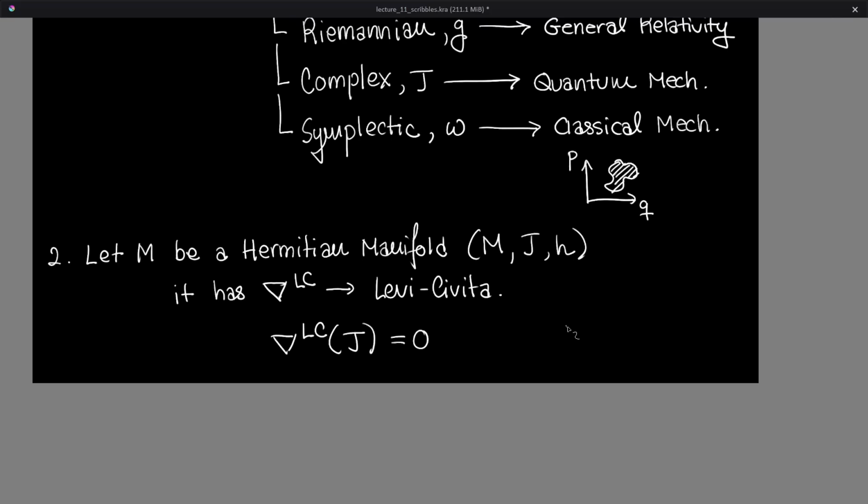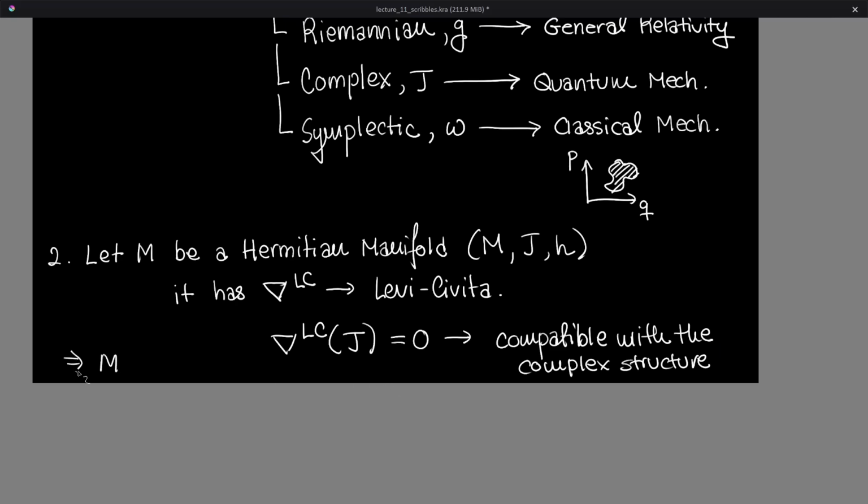And what this basically means is that the Levi-Civita connection is compatible with the complex structure. That makes sense, right? Because the Levi-Civita connection comes from the Riemannian metric, and we want the Riemannian metric to be compatible with the complex structure. And so this also gives us a Kähler manifold. So this implies that M is Kähler.